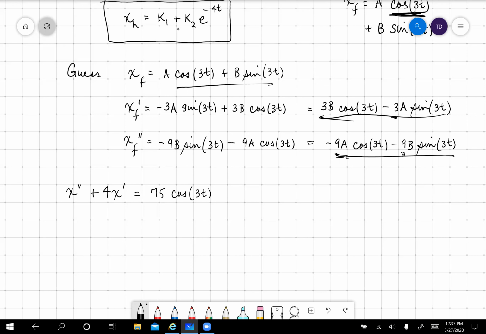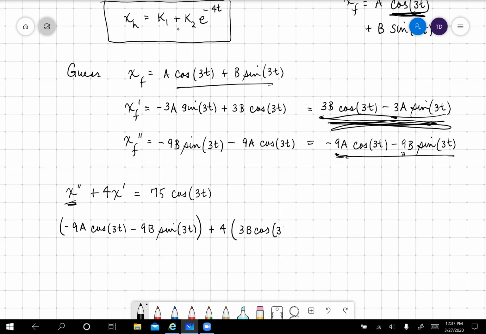All right, let's substitute in x double prime: minus 9A cosine of 3t minus 9B sine of 3t. That's that term, plus 4 times x prime. X prime is this one right there: 4 times 3B cosine of 3t minus 3A sine of 3t. And there is no term for just x. Notice that this was x double prime plus 4x prime plus 0x. Note that. So there's nothing there.